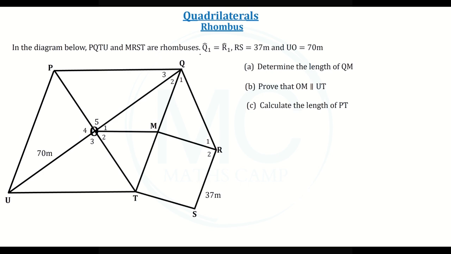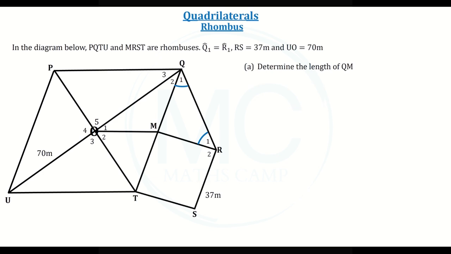In the diagram, we can see that RS is 37 meters long and that UO is 70 meters long. But the question also tells us that angle Q1 is equal to angle R1. So let's mark these angles on the diagram in blue. Now we can start with part A.